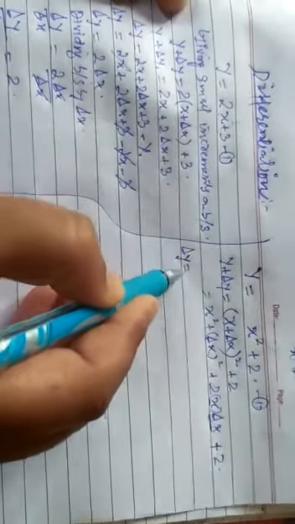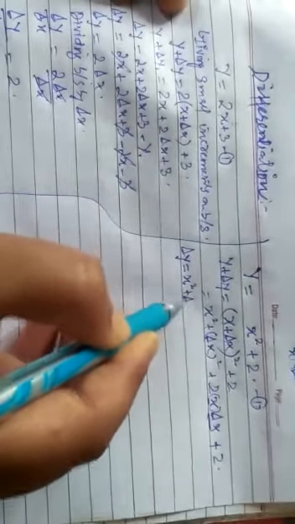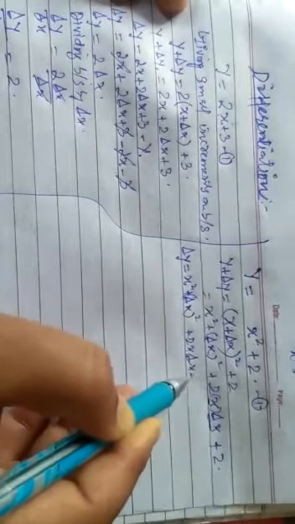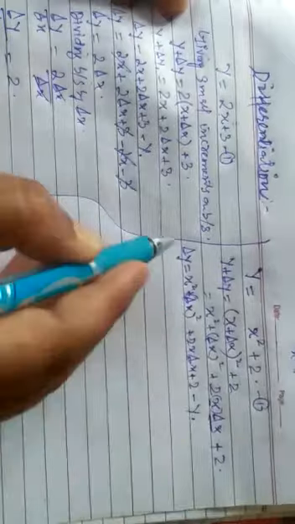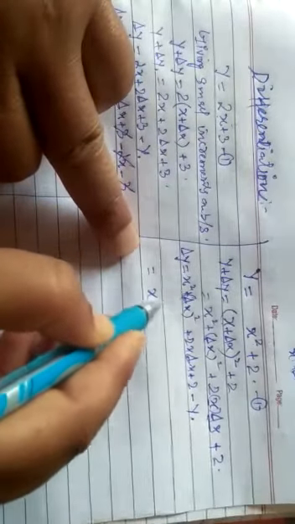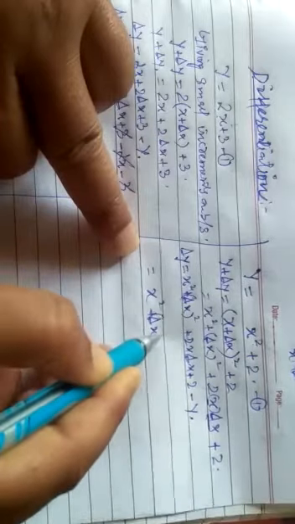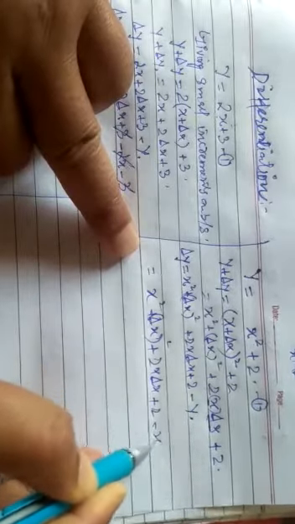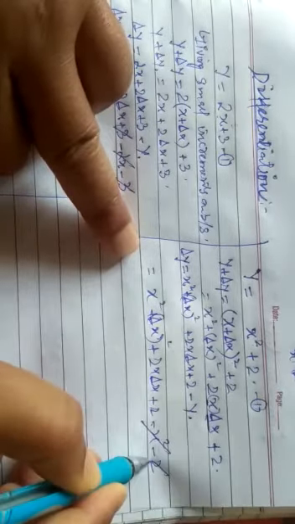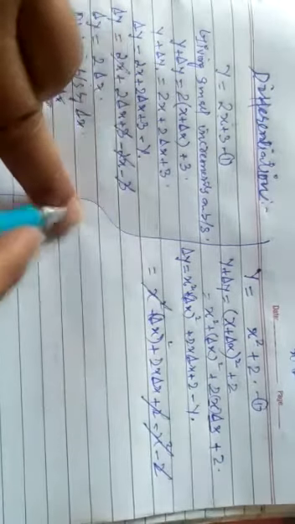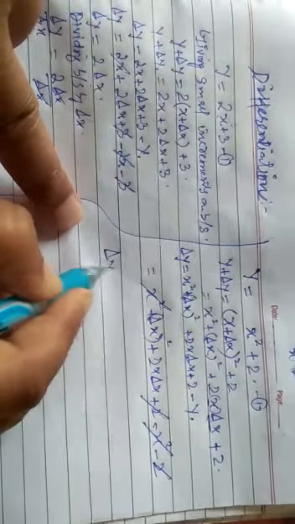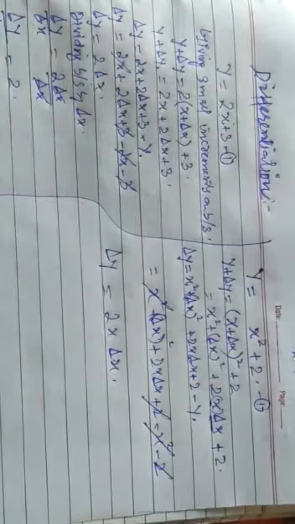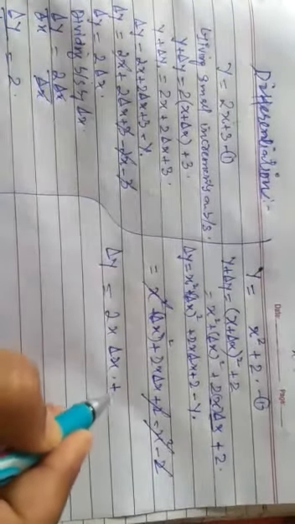So delta y equals, again x square plus delta x whole square plus 2x delta x plus 2 and minus y. So proceeding, it will be x square plus delta x whole square plus 2x delta x plus 2 minus x square minus 2. This plus 2 and minus 2, and this x square, they will leave. So what we get is delta y equals 2x delta x plus delta x square.